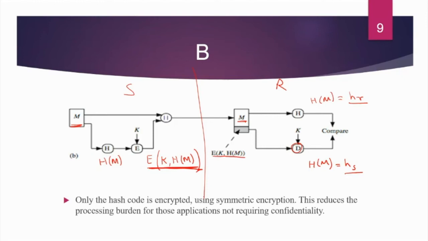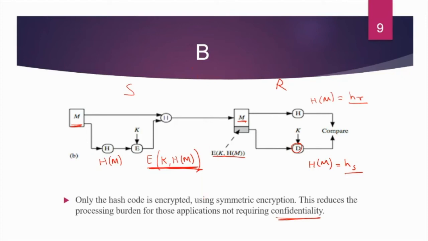Right? So only the hash code is encrypted using symmetric encryption rather than the entire message along with the hash code. Okay? Now, how does it help? This particular approach reduces the processing burden for those applications that do not require confidentiality. If you have noticed, confidentiality is not achieved in this method.